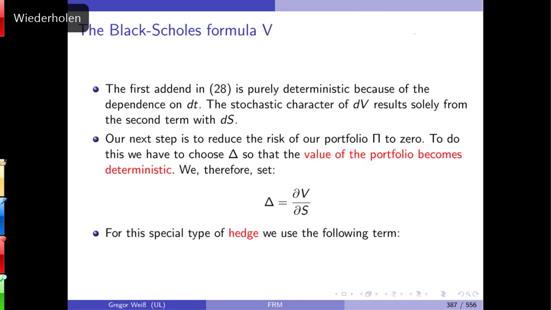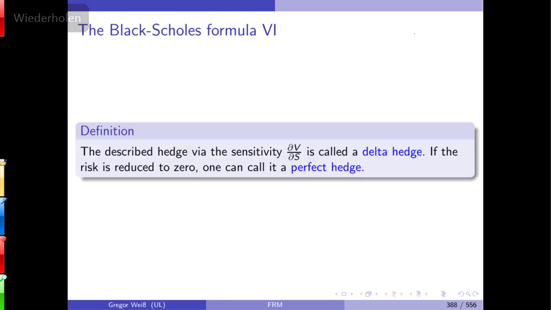This is what is called a delta hedge. Let's see on the next slide. So to hedge the portfolio value to zero, to make a full hedge, you need to choose the number of underlyings you're short equal to this partial derivative. And this is why we've already chosen this to be delta, and this is what we call a delta hedge. It's a perfect hedge. The resulting portfolio will be risk-free. It will not have just a lower risk, but it will be risk-free. And this is a delta hedge.